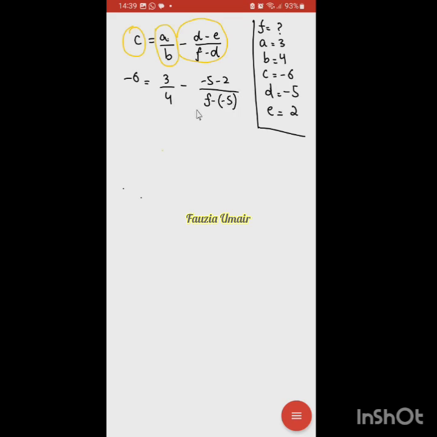You have to remember this is one term, this is the second term and this is the third term. So now -6 is equal to, this is fine, 3 by 4 minus, now what is this? -2 -7. Oh, my -2 -5 -2.